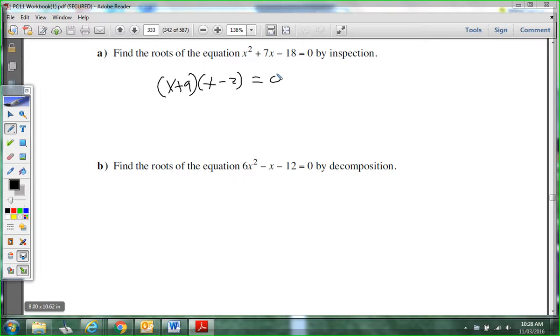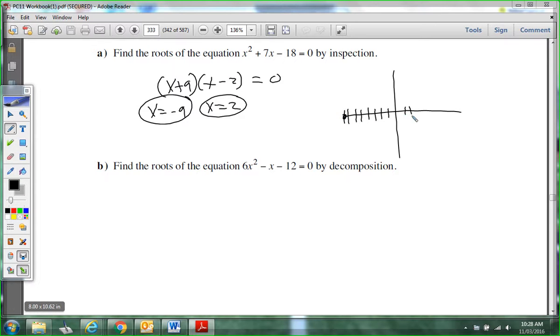I'm hoping this is review for you. So the zeros for this one would be negative 9, positive 2. So these are your intercepts. Again, what we've been doing since lesson 5 of last unit, that means the parabola is something like this. It goes through negative 9, goes through 2. Questions yet?